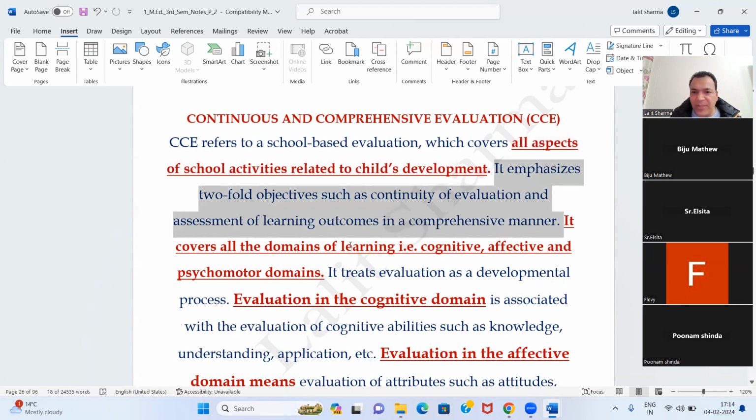It emphasizes a twofold objective, such as continuity of evaluation and assessment of learning outcomes in a comprehensive manner. So, 2-3 things are coming. You should know that: what is evaluation, what is assessment, what is continuous, what is comprehensive. I will explain one by one.